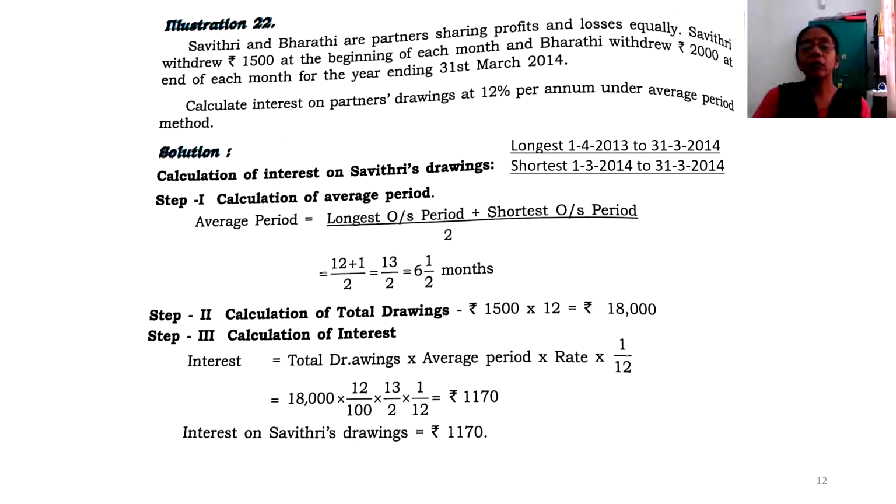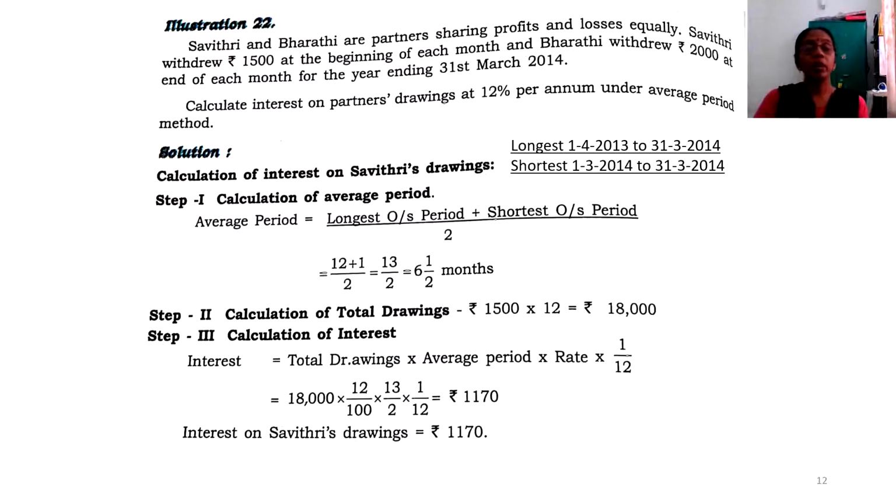Now to proceed, what is our total drawings? 1500 she has been withdrawing, so into 12. Because it is withdrawn every month, for all the 12 months, the total drawings would show up as rupees 18,000. Now what is the formula to be adopted? Total drawings into average period into rate into 1 by 12. If you work on this formula, the answer would be 1170.